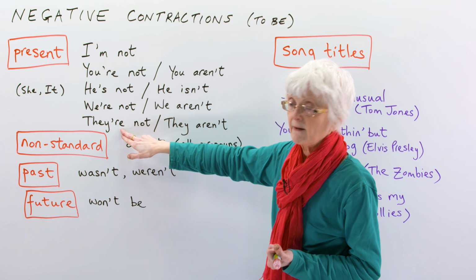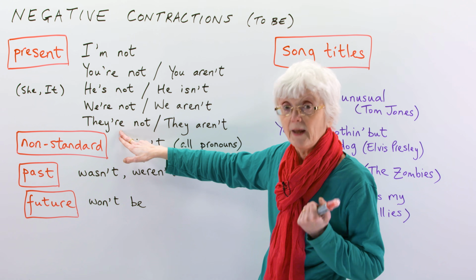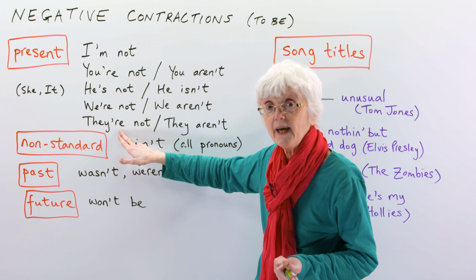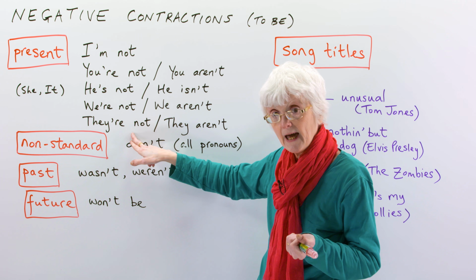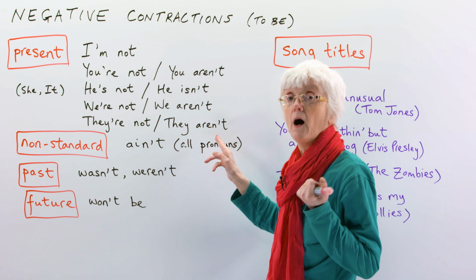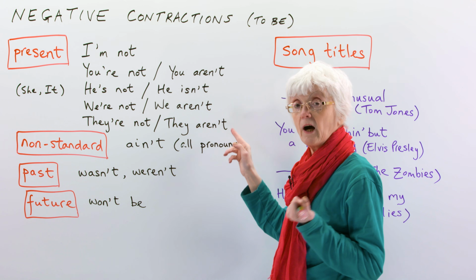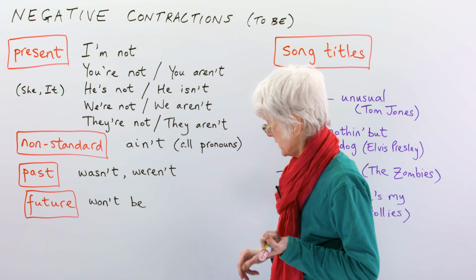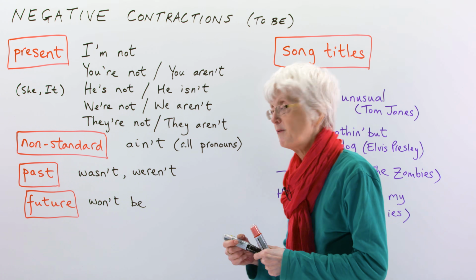And then we have the third person plural for they. They are not becomes they're not, or they aren't, they aren't. Okay, so I hope that's helpful there.